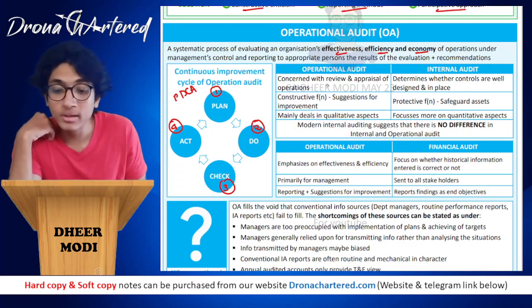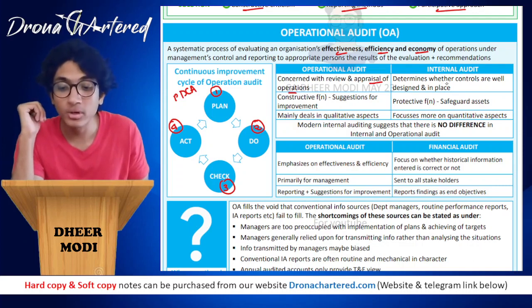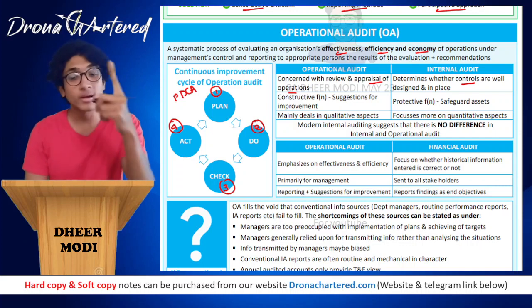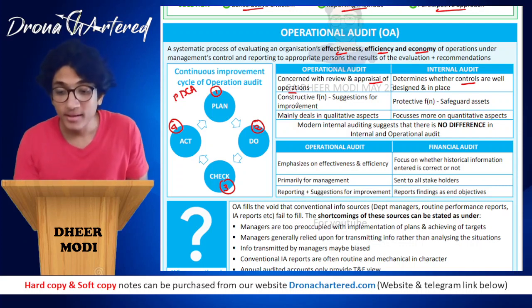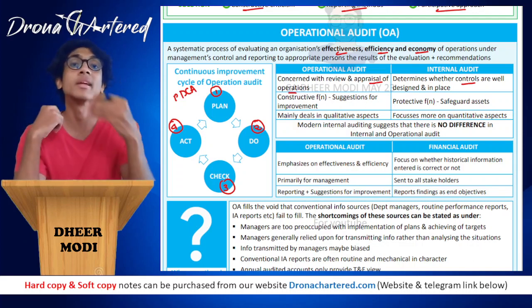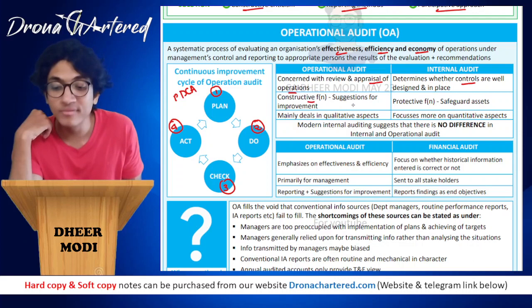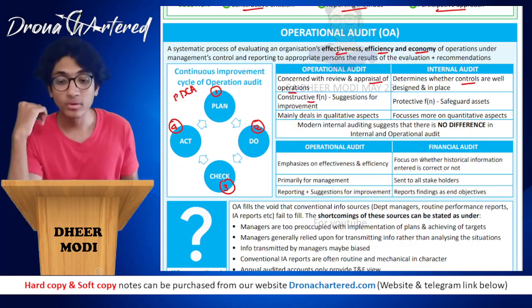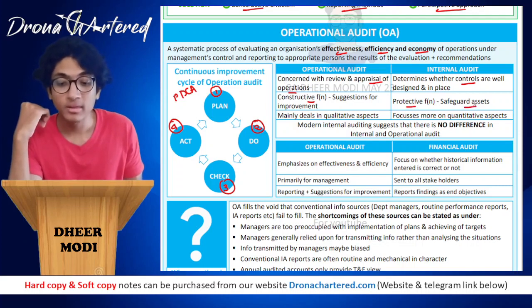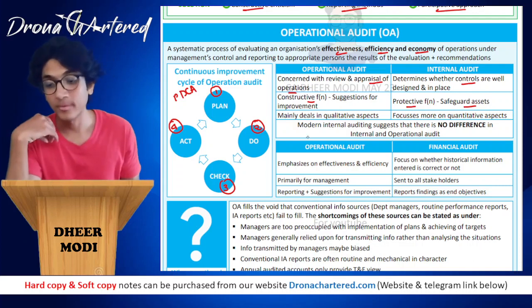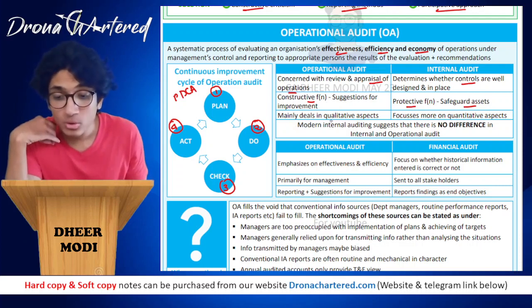Now, difference between operational audit and internal audit. Operational audit is concerned with the appraisal of operations. We only want to check operations, while internal auditors check whether controls are well designed and in place. If you remember, controls and governance. Next, it is a constructive function. That means your operational audit gives suggestions for improvement, that means how you can improve. Therefore, it is a constructive function. While your internal auditor checks whether all my assets are safe or not. So therefore, that is a protective function, that is safeguarding of assets. So operational is constructive, internal audit is protective. Mainly deals in qualitative aspects.